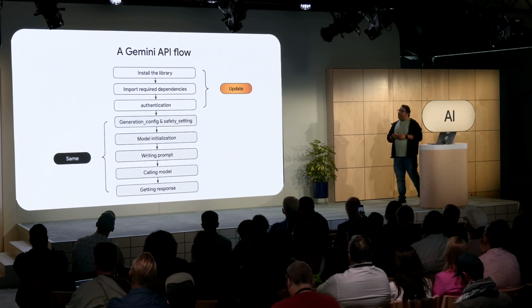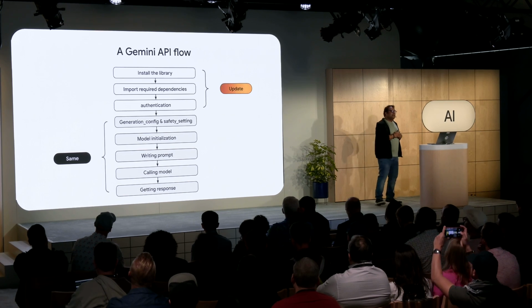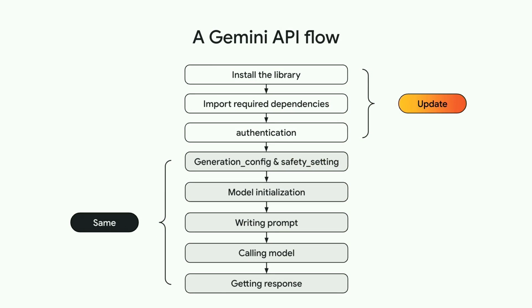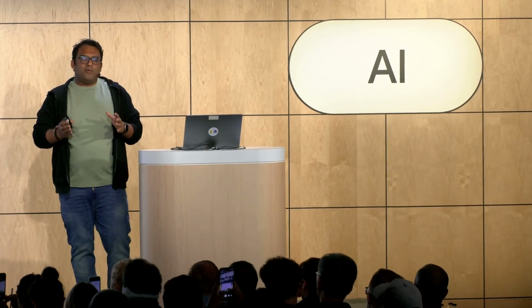So just to do a quick recap, when you move the API between these two different things, there are only three things that need to be changed or updated, which is the library installation, dependencies, and authentication. If you just focus on that, everything else, your helper functions, your prompts, your instructions, remains the same. So you don't make that change.